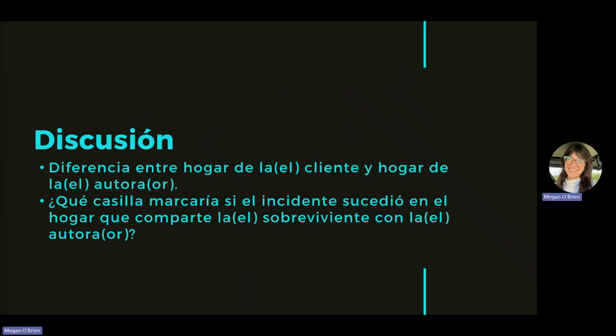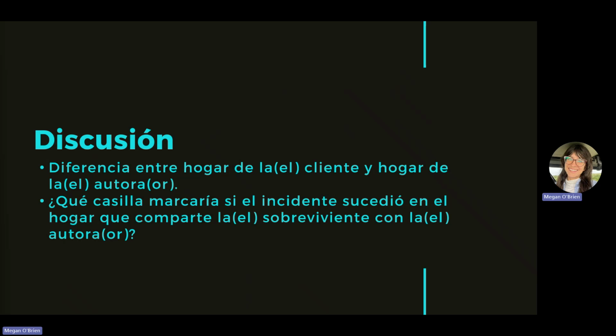On the intake form, there's going to be an option for a survivor's place of residence or the perpetrator's place of residence. What would you mark if the incident of violence happened in a home that's shared by the survivor and the perpetrator? What's the difference between the survivor's home and the perpetrator's home when it's shared? In this instance, which is an instance you'll likely come across because of intimate partner violence, you're going to mark the incident location as the survivor's home.